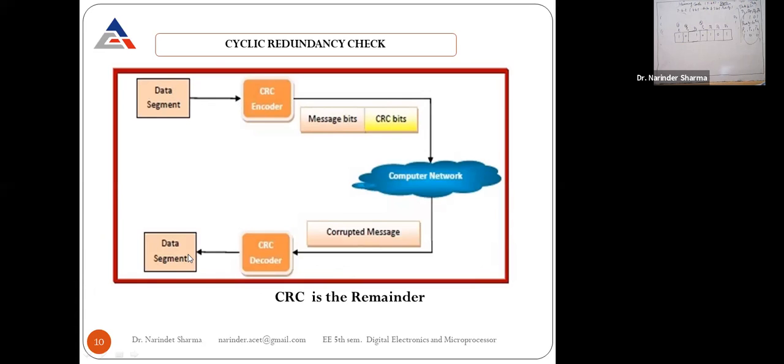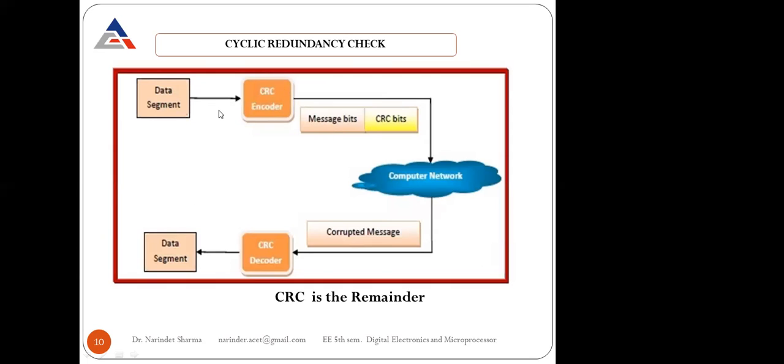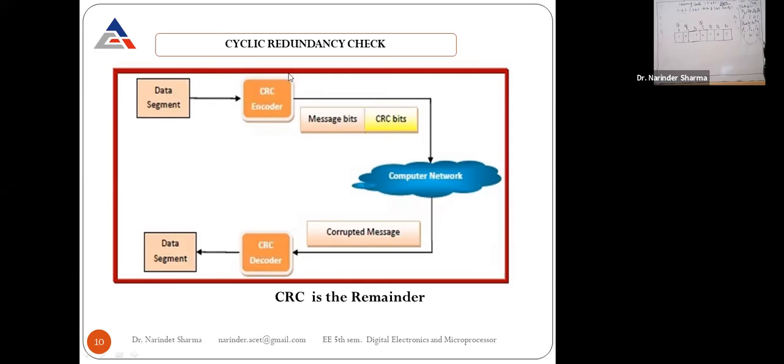This is the data segment. Here data has been sent to the encoder, because data cannot be sent directly for transmission. It has to be encoded, so that in between it should not be cracked by anyone. So that is the CRC encoder, that is the cyclic redundancy check encoder. There are message bits and CRC bits. There is a network through which data is being transferred.